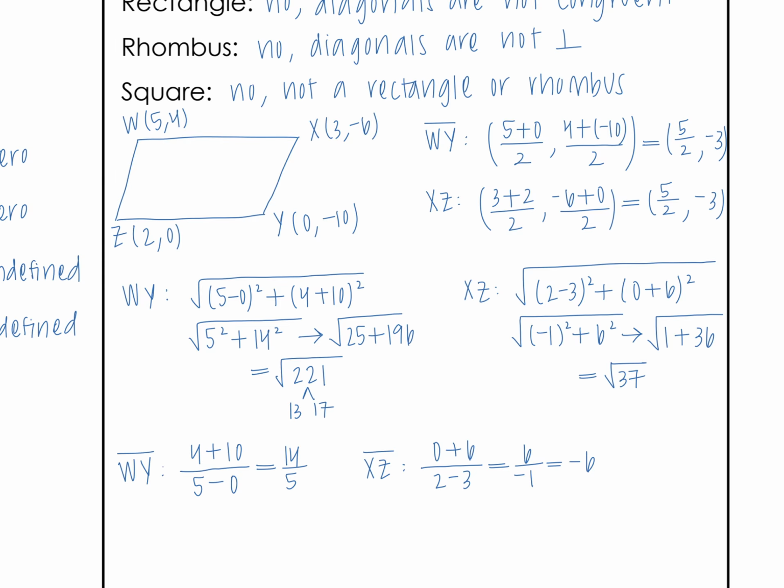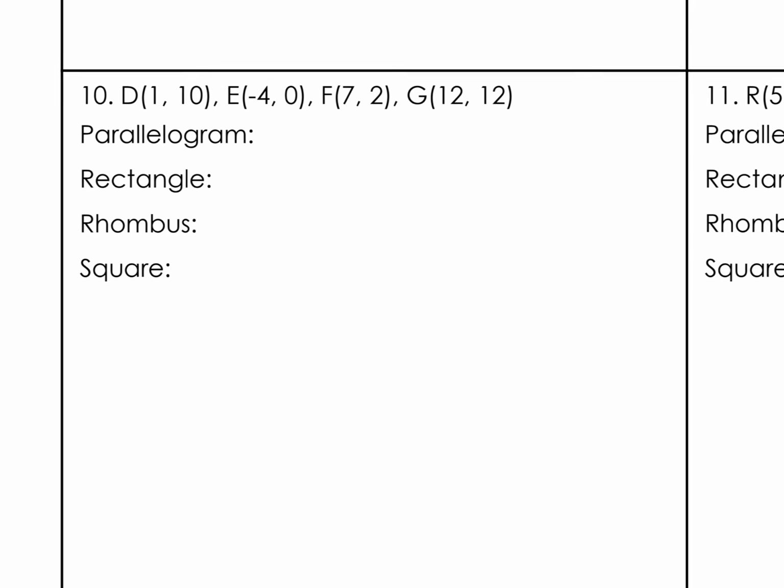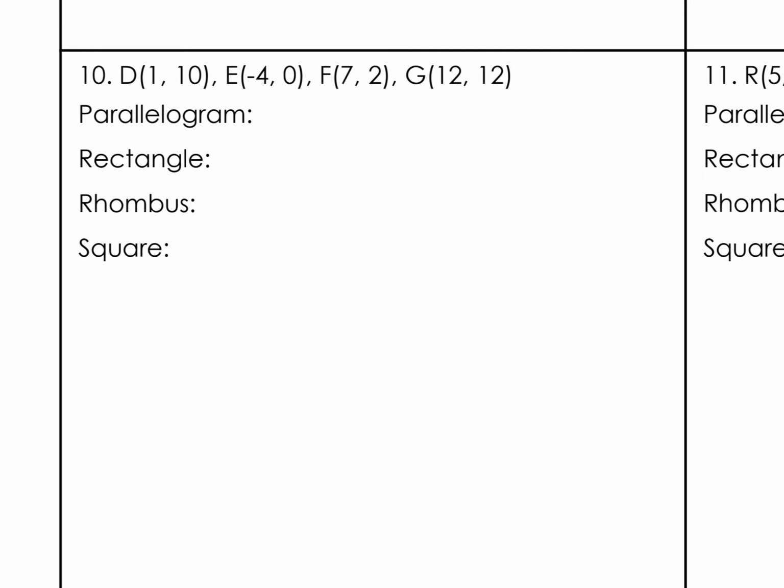All right. Now let's move into number 10. Doing the same thing. So starting off, I'm going to draw once again, just a quick visual in case I need to move down to where I can't see it. We have D at 1, 10, E at negative 4, 0, F is at 7, 2, and then G is at 12, 12.